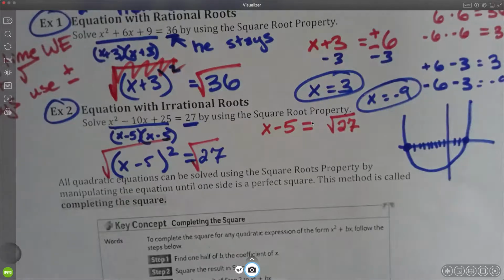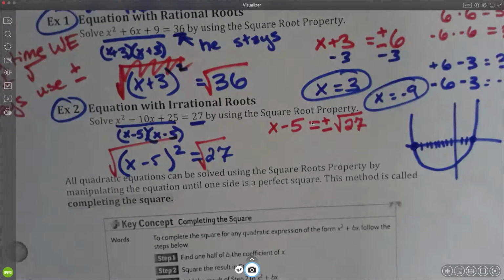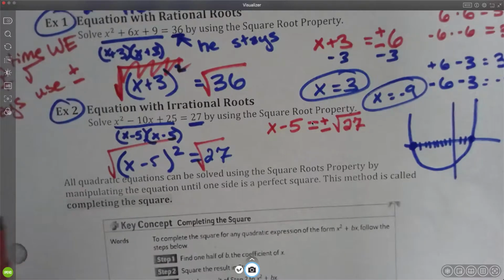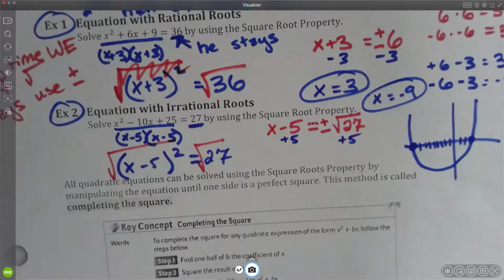We have plus and minus. We put the square root in there, so it's still going to be plus and minus. Always. Okay, now what? Then you have to solve it. You have to add the 5 over to the other side. Now, can you add 5 to 27? No, because the 27 is on the inside of the square root, right?